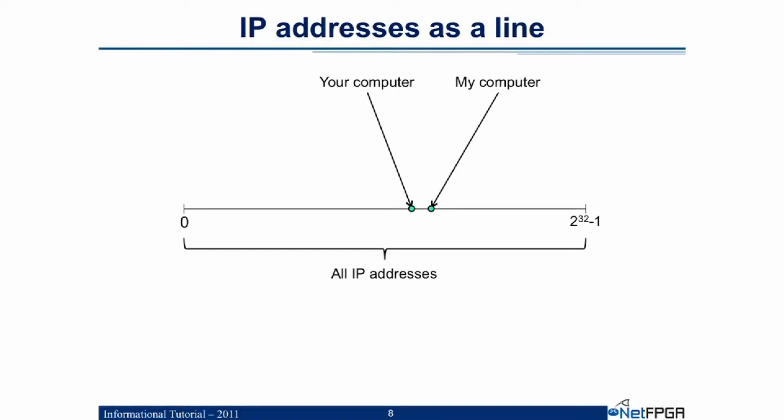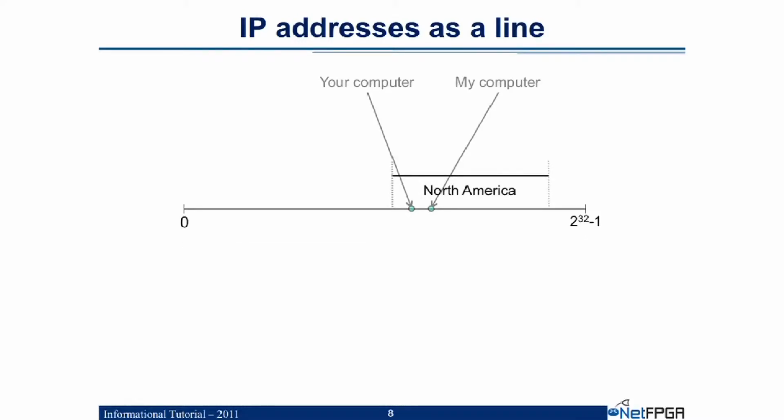We can be clever by allocating IP addresses in a way that lets us group them hierarchically. Let's pretend that IP addresses are allocated geographically. This section of the line could correspond to North America, and this section could correspond to Asia.